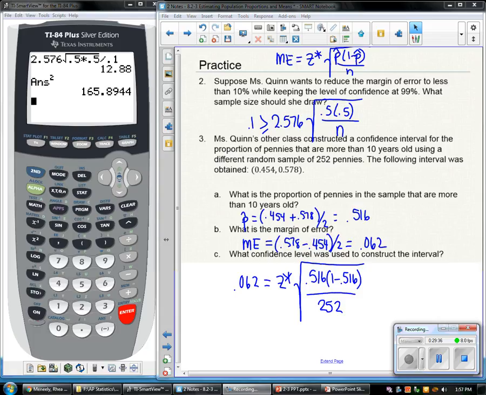The margin of error, if you take the difference of the interval and divide it by 2, is going to give you the margin of error of 0.062. The next question is tricky. What confidence level was used to construct the interval?